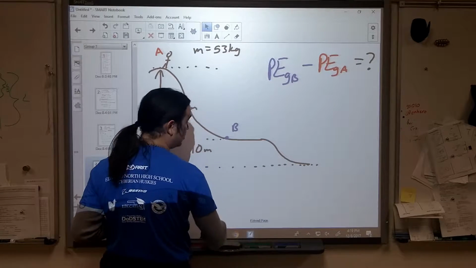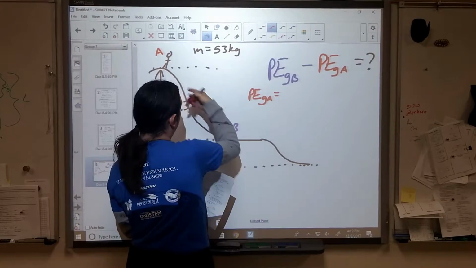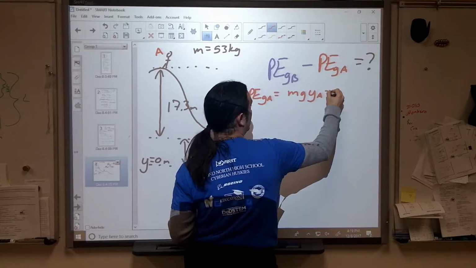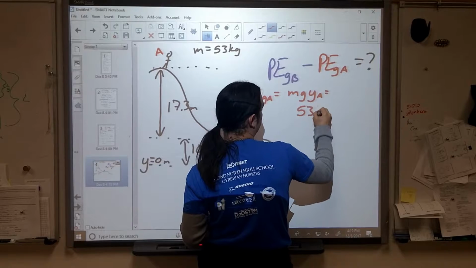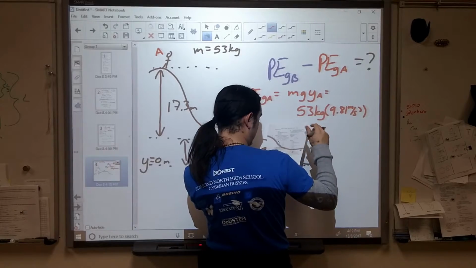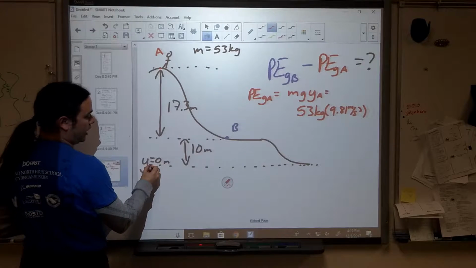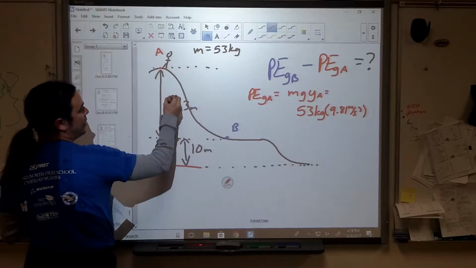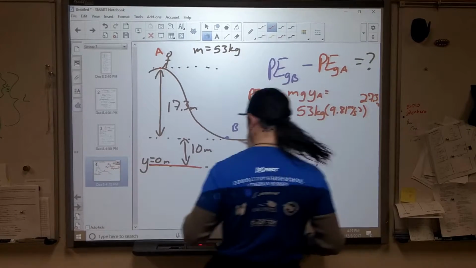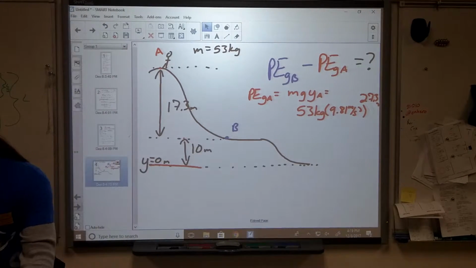I'm going to find our potential energy for gravity at point A, or 0 as we usually use, but A works perfectly fine. It's going to be mgy_A, which is going to be our mass, which is 53 kilograms, times g, 9.81 meters per second squared. I believe they have 9.81. Yep, 9.81. Times y_A, our y coordinate here at point A. Well, if y equals 0 is way down here, we're up 10, and then another 17.3, so we're at a height of 27.3 meters above ground level.